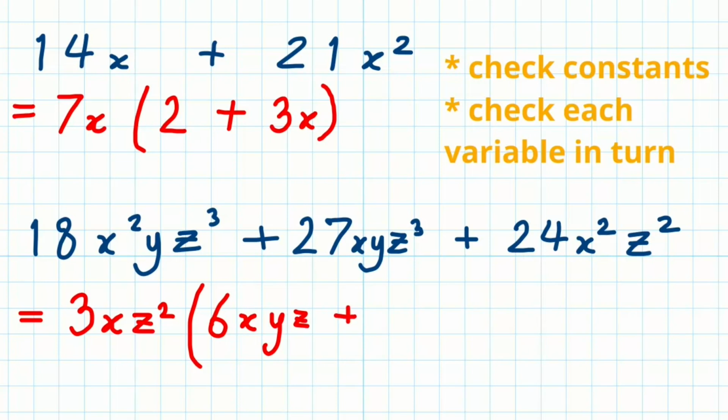Now it's a plus, we write a plus. 3 times 9 would give you 27. We already have an x, we need a y, and again z squared needs to become z cubed, so we multiply by z. Finally, 3 times 8 would give you 24. X times x to get x squared. No y, and z squared doesn't need multiplied because we already have z squared. So that is our final answer. And we can double check if we multiply that out, we get what we started with.